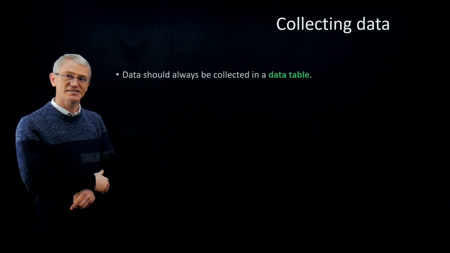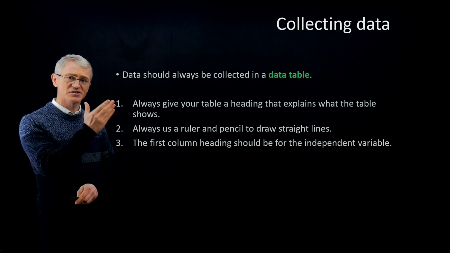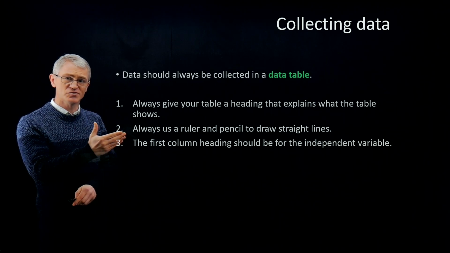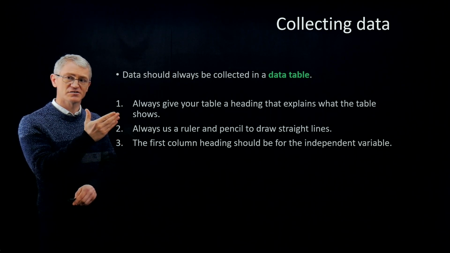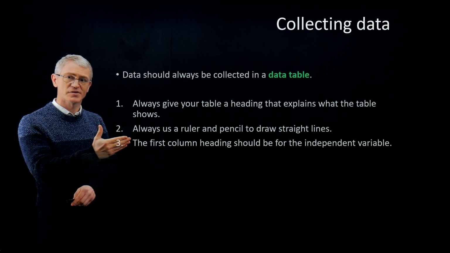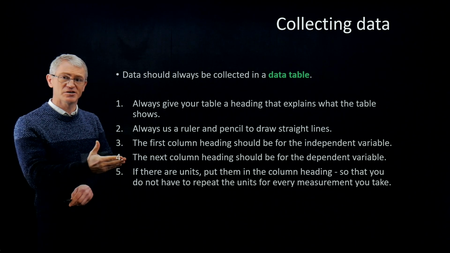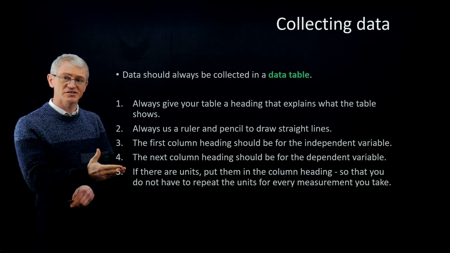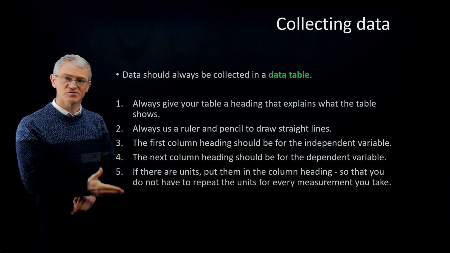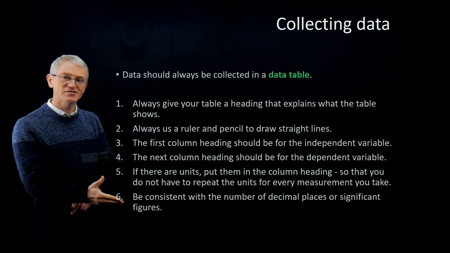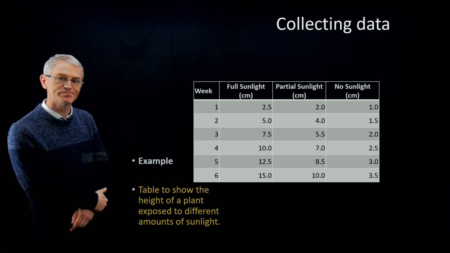Now, collecting the data. Data should always be collected in a data table, and you should always give it a heading. Always use a ruler. Don't do it without a ruler. The number of students who don't use a ruler is huge. The first column heading should be for the independent variable, and the next should be the dependent variable. If the units are in the column heading, you do not have to put the units on every single value, and we'll show you an example of that. And be consistent with the number of decimal places or significant figures you have, and we'll show you an example of that now.